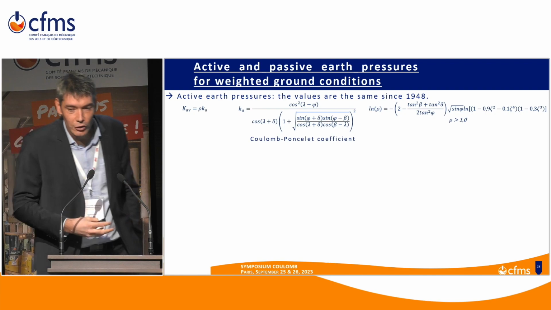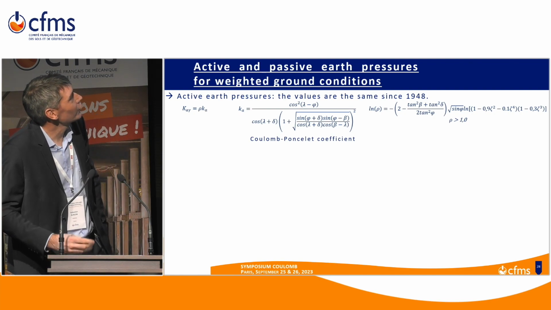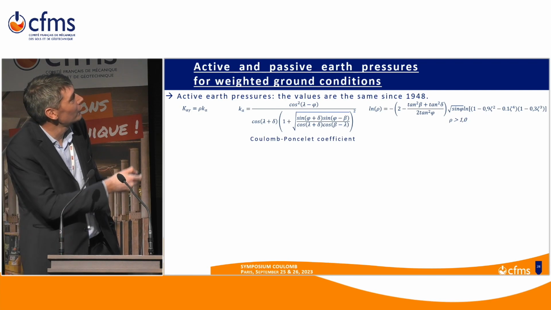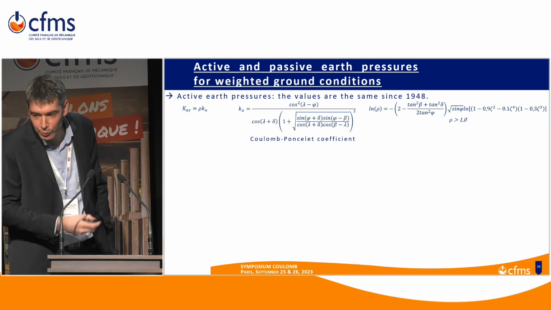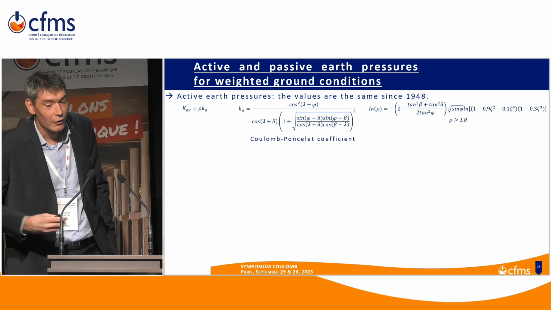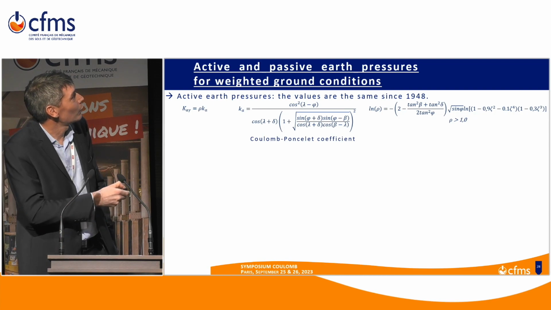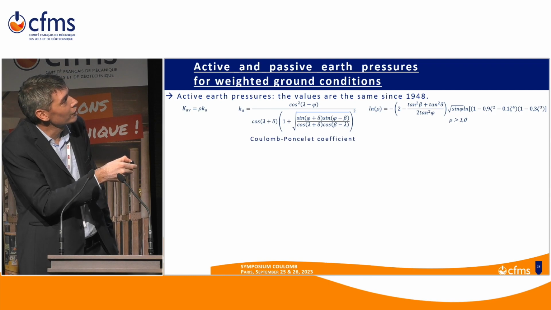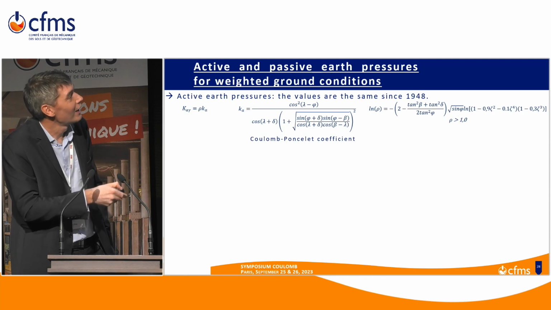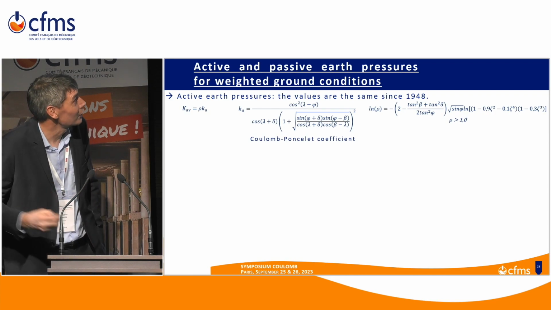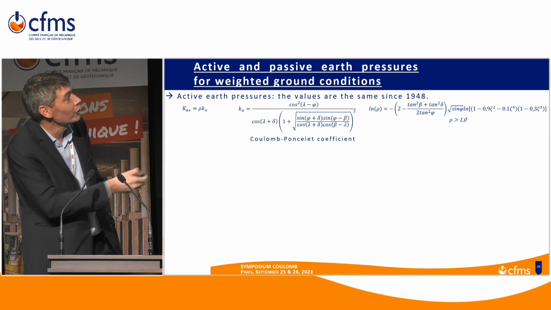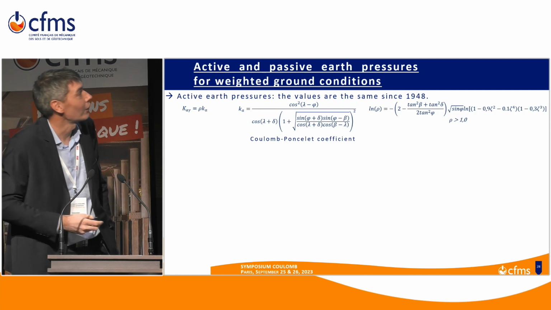So what is the situation now regarding all these coefficients? For the active earth pressures, it's interesting to note that the values are the same since 1948, and they are based on these relationships that have been proposed by Caquot and Kérisel in order to find the numerical results they've obtained. So what is interesting is to note that there are two parts. The first part is the Coulomb coefficient, and the second part is a correction factor that is greater than 1. And so it means that, as it has been said this morning, the Coulomb coefficient is a low estimate of the active earth pressure, since this correction factor is always greater than 1.